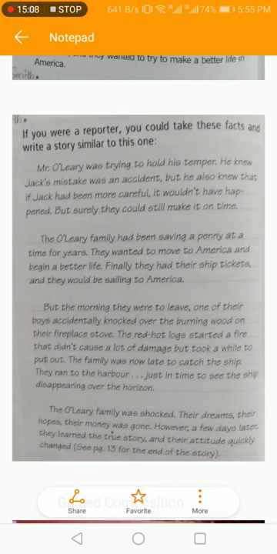So this is his boy's mistake: the boy accidentally knocked over the burning wood on the fireplace stove, and the red hot log started a fire, but it didn't cause a lot of damage, though it took a while to put out. Due to this, the family was late to catch the ship, and they ran to the harbor just in time to see the ship disappearing over the horizon.